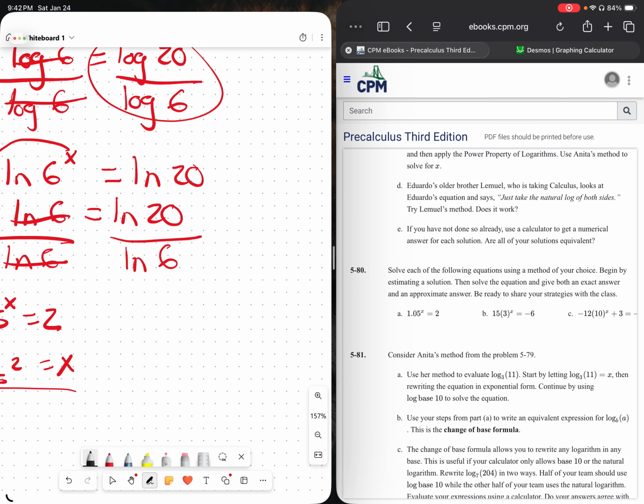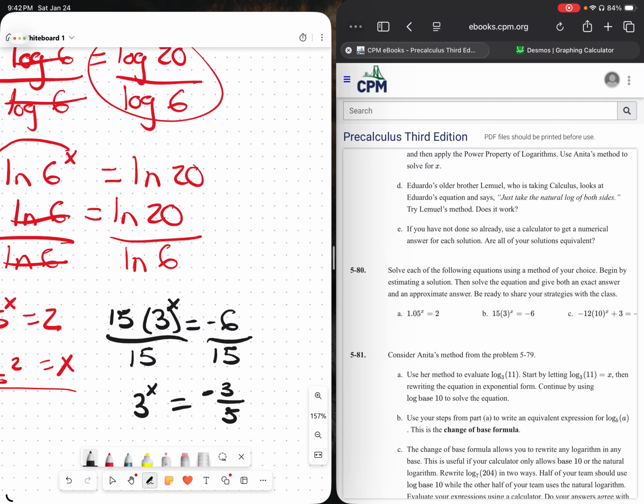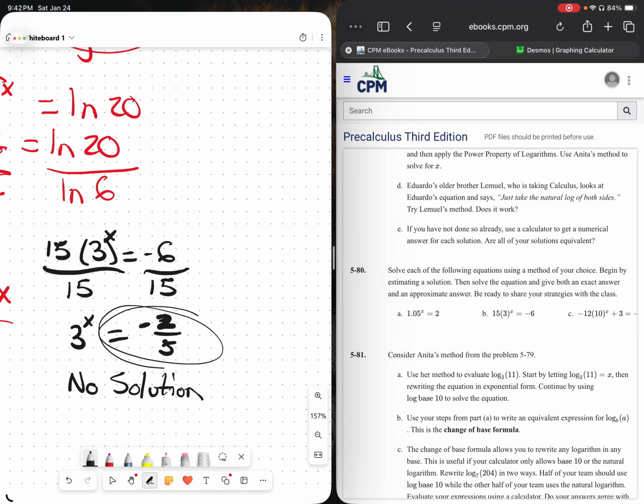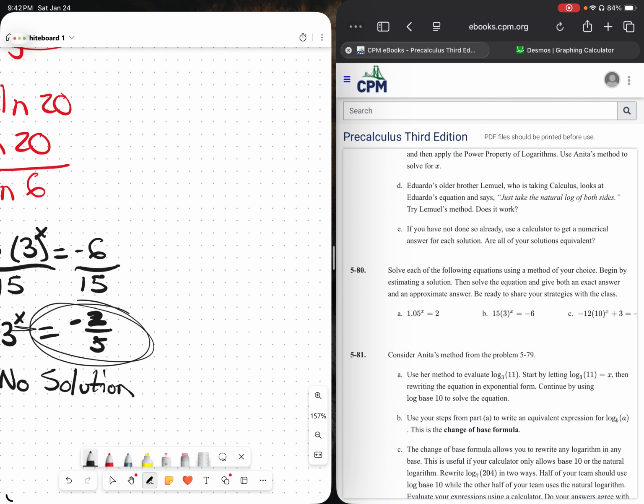Okay, if you look at B, this would be 15 times 3 to the x equals -6. First step, we would divide by 15. So this would get us 3 to the x equals -2 over 5. Right, but here's the thing. We can't get a negative, right? So this is no solution, right? The next step would have been to put this back into log form and to get our answer, but we should already know that we can't get that negative. There's no way we can get there from there.